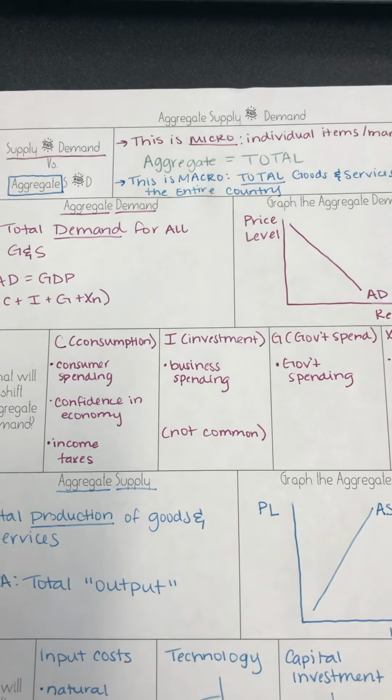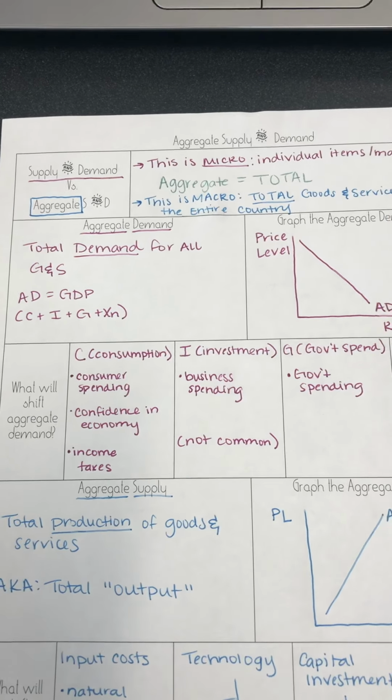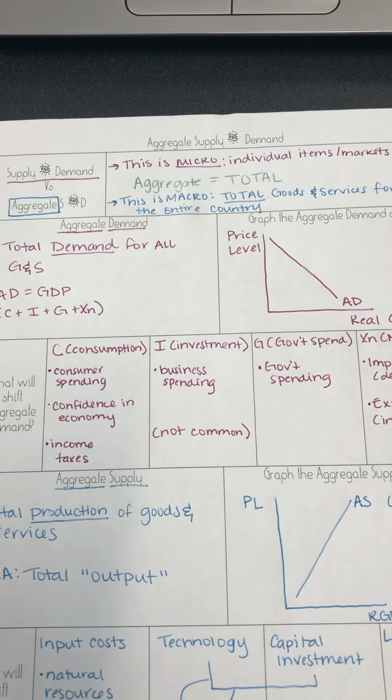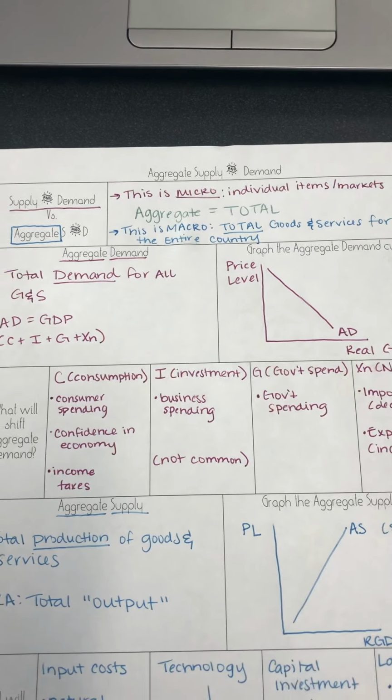All right, guys, so this is an awkward way to teach graphing, but we're going to make a go of it. So aggregate supply and demand is similar to supply and demand, but it's better. I also think you guys will find this a little easier than basic supply and demand.